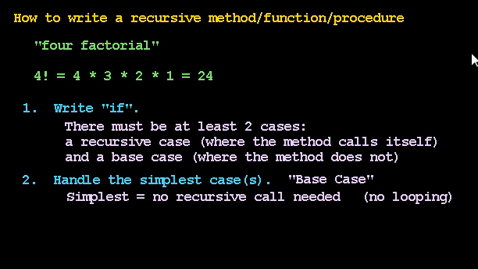Now, when does that occur when I'm trying to find n factorial? For what value of n do I not require any looping? Well, 4 factorial would require looping. It would require multiplying 4 times 3 times 2 times 1. So that's not a simple n value to compute the factorial of. What's the simplest n I could be asked for?